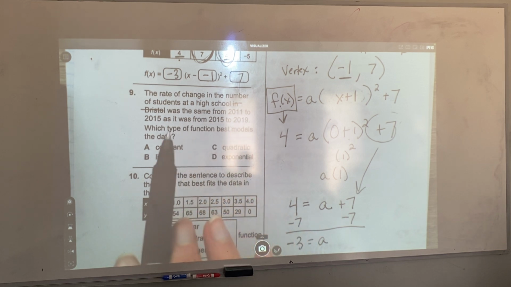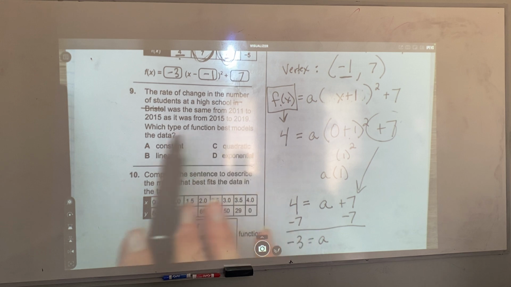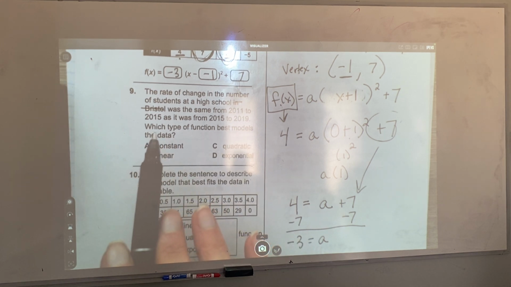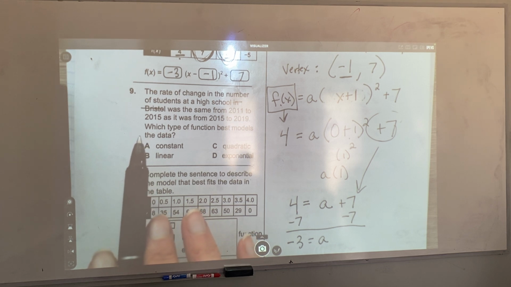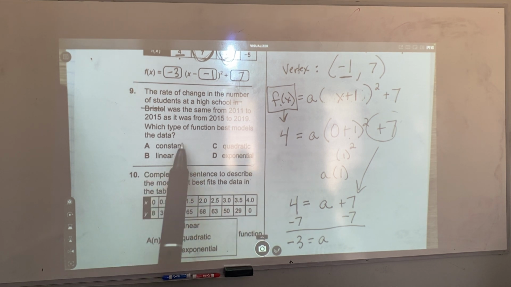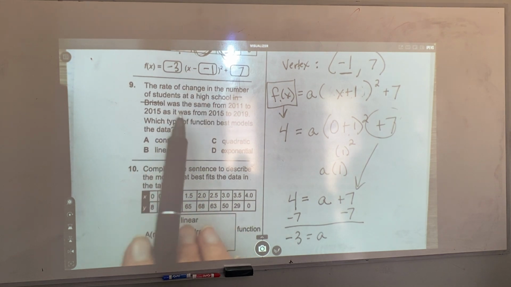The rate of change. Which type of function best models the data? I know you guys probably all have some guesses, and some of you are probably correct. Keep in mind that the way we do this class isn't just getting the right answer and then moving on, because then only maybe one person learned something, or didn't even learn it, they just already knew it. Let's look at each of these words and see how they relate to the information.